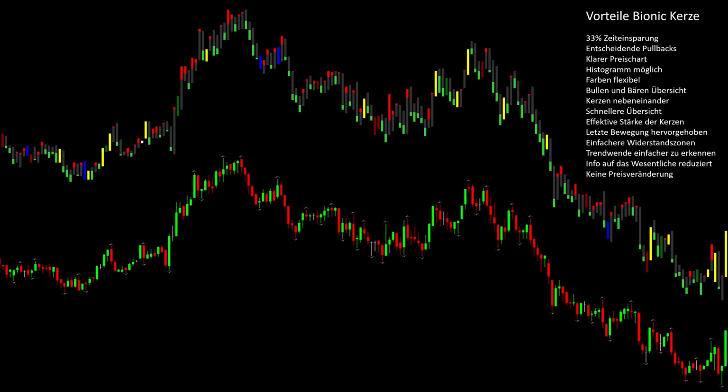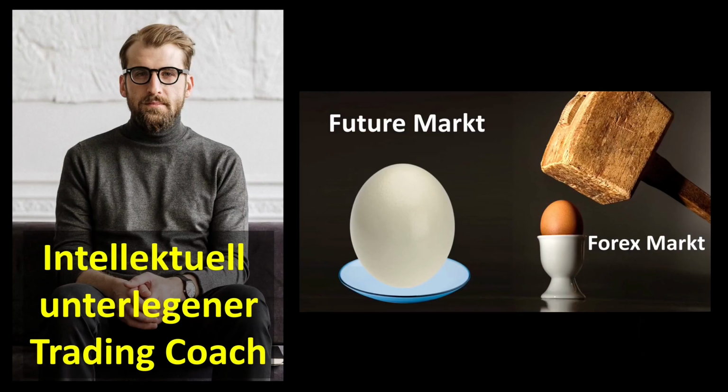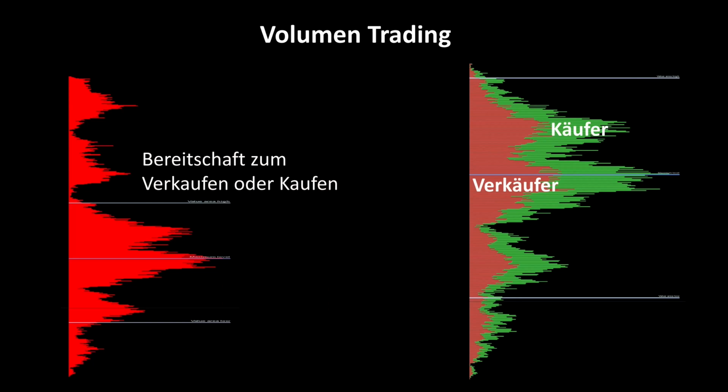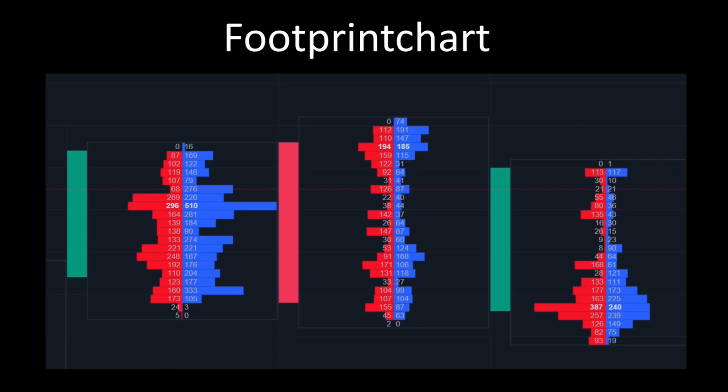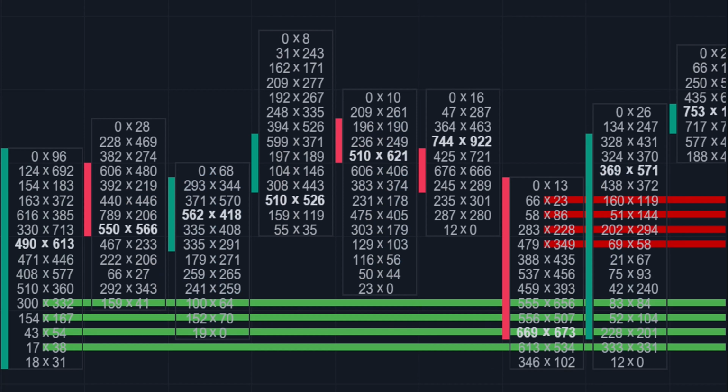We already know that intellectually inferior trading coaches like to say that the futures market is significantly better than the forex market. Volume trading is nonsense from a financial mathematical point of view. We have already talked about this in detail. It is also almost impossible to make clear statements about the current market situation using a footprint chart. As a result, many traders who were trained by incompetent trading coaches lose their money every day.